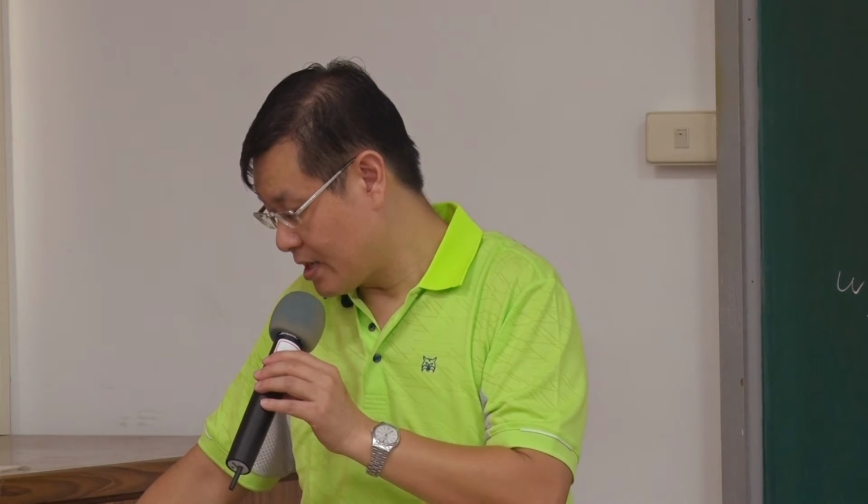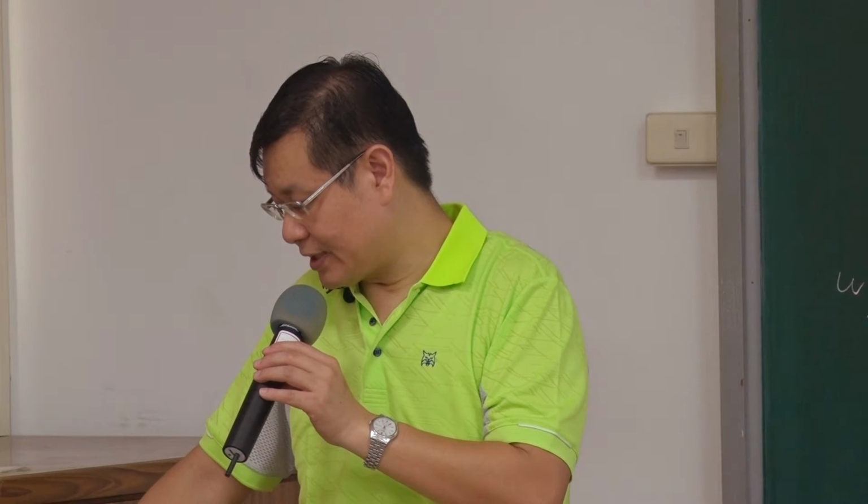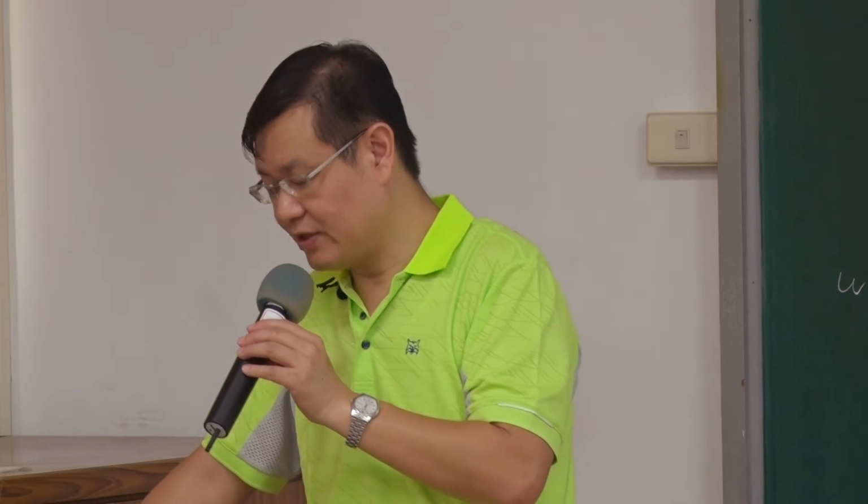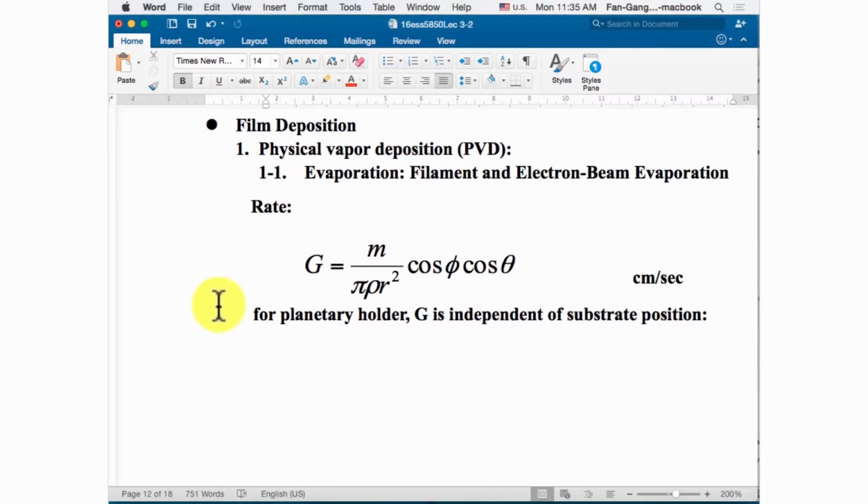Okay, after finishing the implantation and diffusion, we will cover something about film deposition. For thin film deposition, we have two different ways. One is called PVD, physical vapor deposition. The other one we call CVD, chemical vapor deposition. For PVD, that means the whole process goes through only a physical mechanism, no chemical reaction.